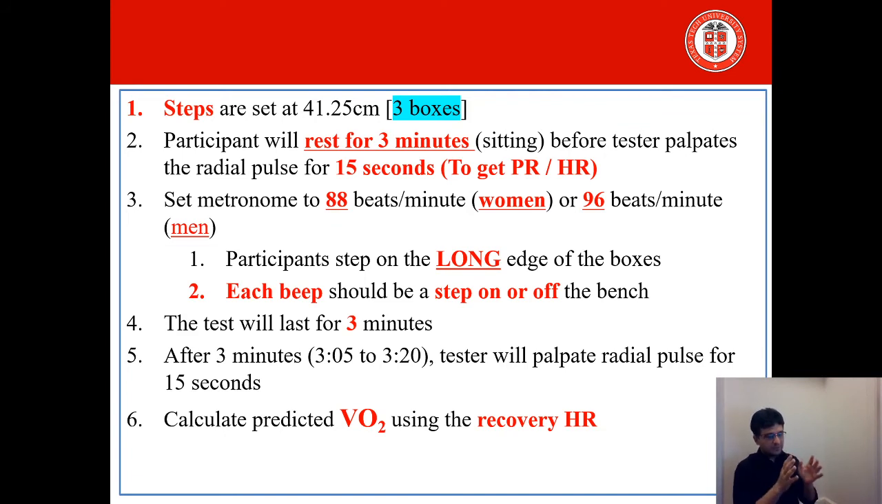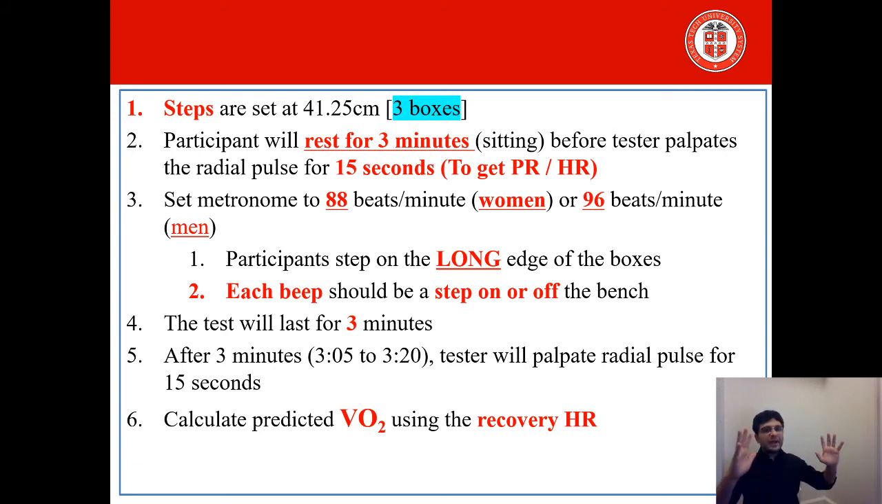After 3 minutes, wait for 5 seconds, then start palpating the radial pulse and record the pulse from 5 seconds after the test up till 20 seconds after the test. So record the pulse rate for 15 seconds, multiplied by 4, and get the heart rate immediately after the exercise. And that heart rate we are going to use to predict the VO2 max using the recovery heart rate, and I'll discuss that in just a bit in the data sheets.